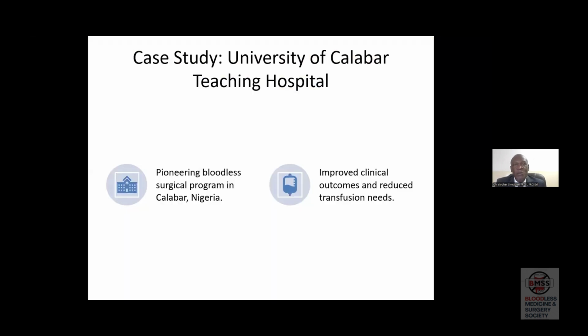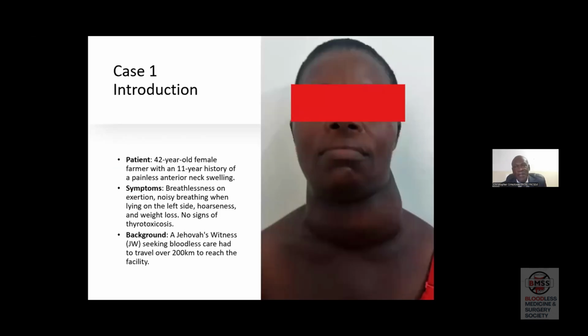So how are we doing in the developing countries? Well, in Nigeria, I think the University of Calabar has a well-established bloodless program. So I thought we could use them as an example of how their program is doing very well, bringing out improved clinical outcomes and reducing the need for blood transfusion. There are two cases that I'll present from Calabar.